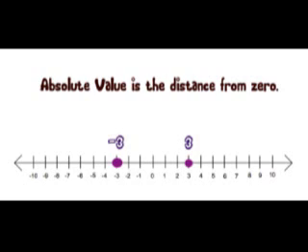Very basically put, absolute value is the distance from 0. On this number line I have plotted 2 points, -3 and 3. Both have an absolute value of 3. Positive 3 is 3 spaces away from 0, and -3 is 3 spaces away from 0.